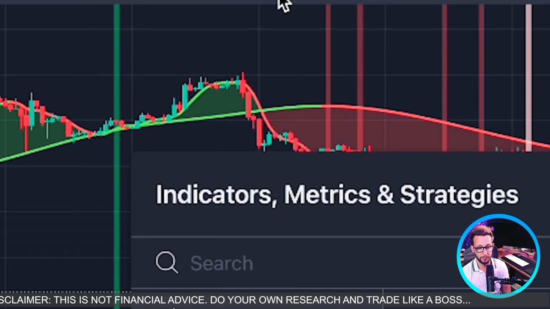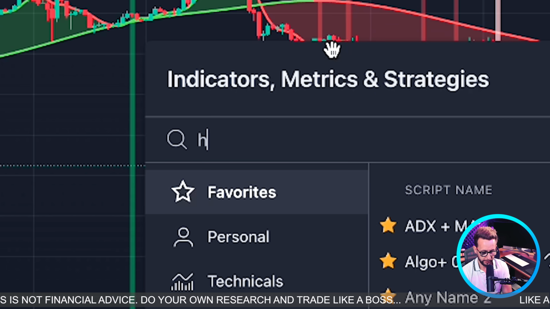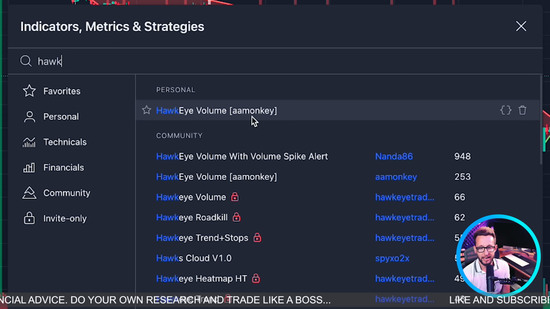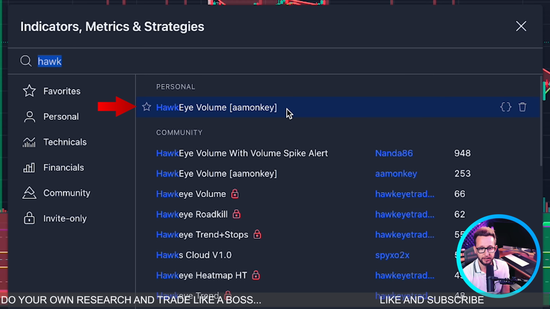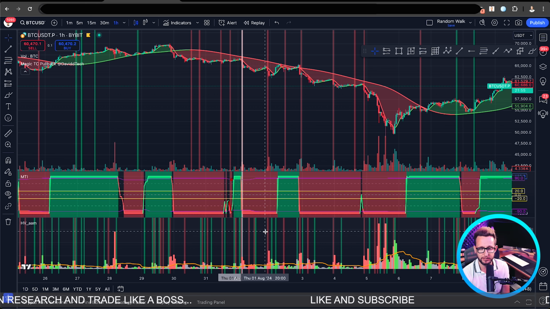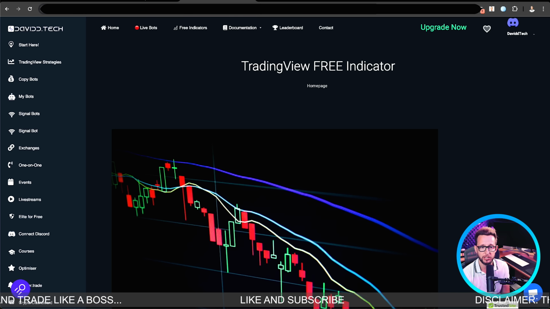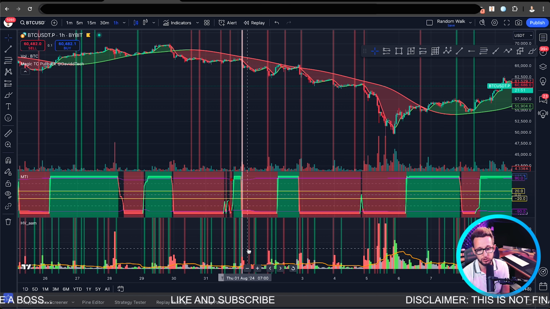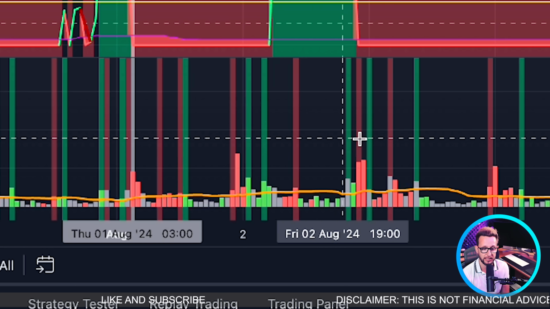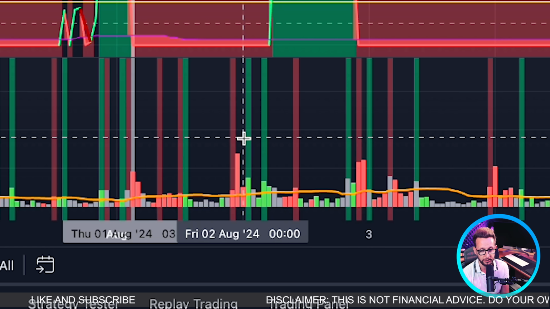And now to complete our plan, we need a volume or a volatility indicator. We're going to go up the top here and add the Hawkeye volume indicator by AA Monkey. It's this one here. Like I said earlier, I've also got my David Tech version on the website, which allows for the backgrounds to change color, and it also sets up all the alerts.